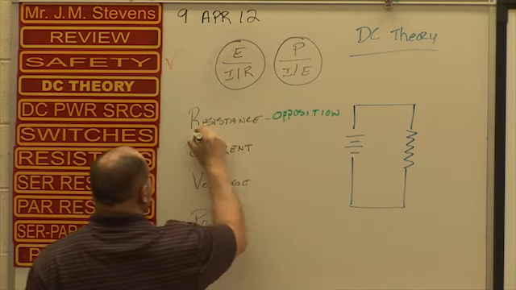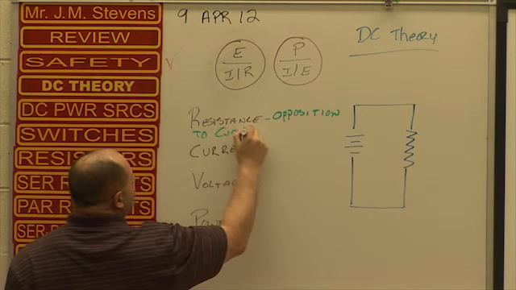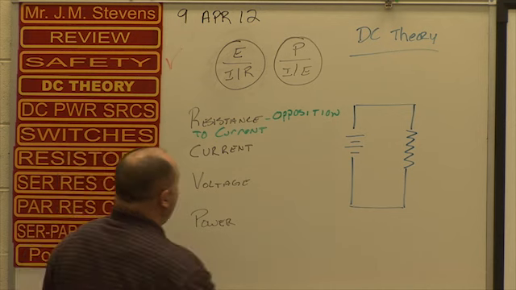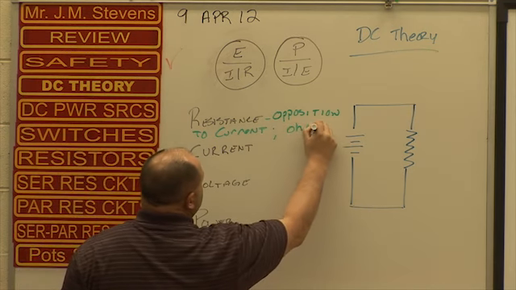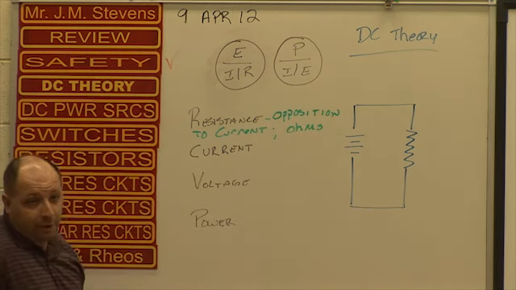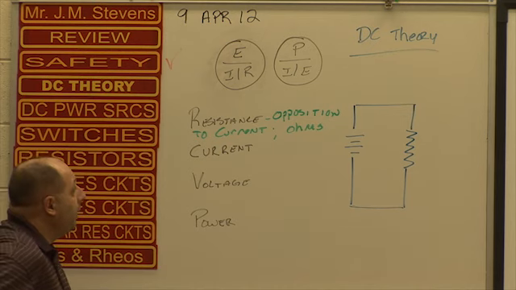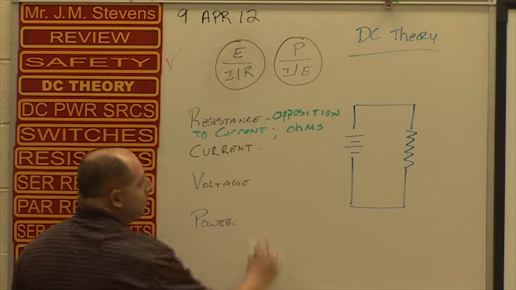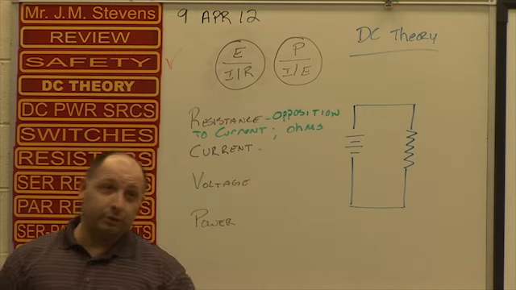So it's opposition to current, isn't it? Opposition to current. What's the unit of measure? Ohms. We know these things already. This should be the easy stuff because we've been applying this since day one. What can someone tell me about current? Anyone? Bueller? Okay, try again.